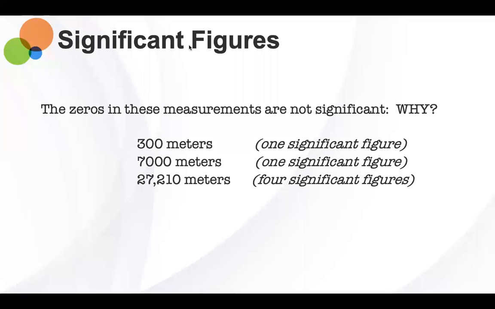All right. So these zeros in these measurements are not significant. Remember we talked about trailing zeros. But if we were supposed to present these in an answer, we would convert them into standard form, which would give us one significant figure. This would also give us one significant figure. And this would give us four significant figures.